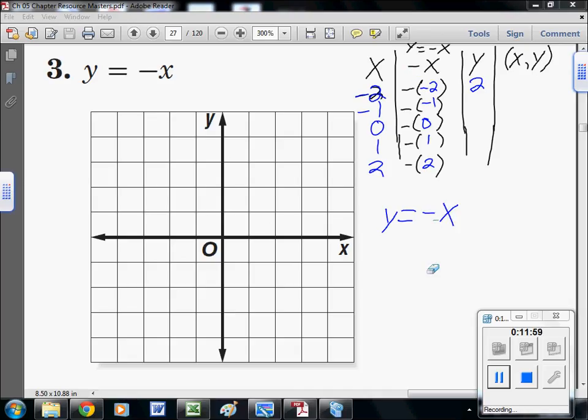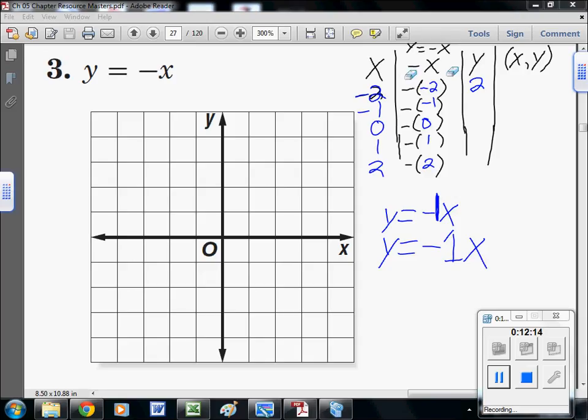X doesn't have a coefficient. Let's give him a coefficient. Remember, when a variable doesn't have a coefficient, it becomes a 1. There's an understood 1 right there. So that's really y equals -1x. So think of that as -1 in front if you need to.